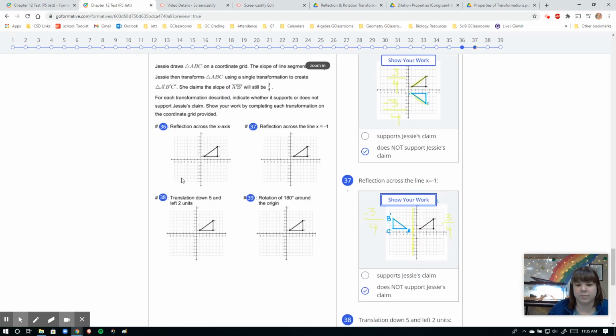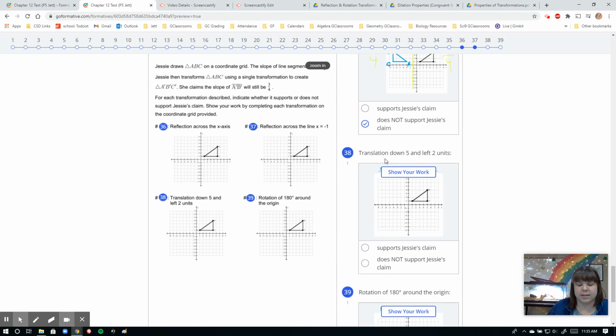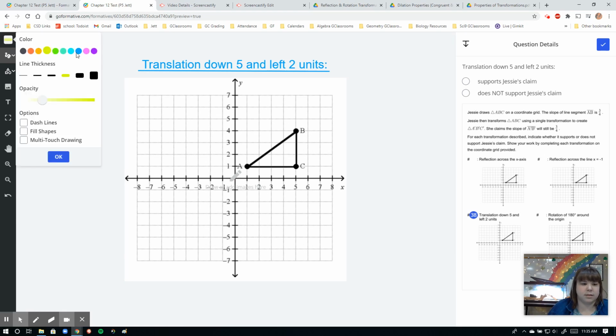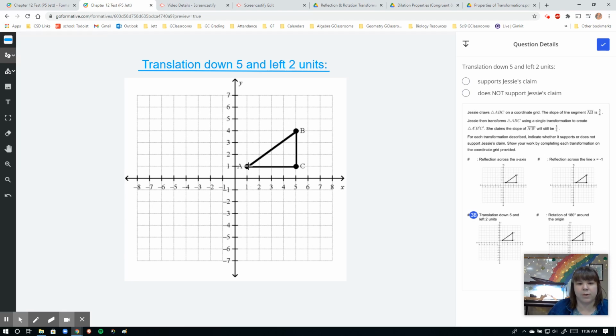Let's go to the next one. It says we need to do a translation down 5 units and left 2 units. So let's plot some points. For A, we need to go down 5, so down 1, 2, 3, 4, 5, and left 2 units. So left 1, 2, and we're left with the point -1, -4. That's going to be our A prime.